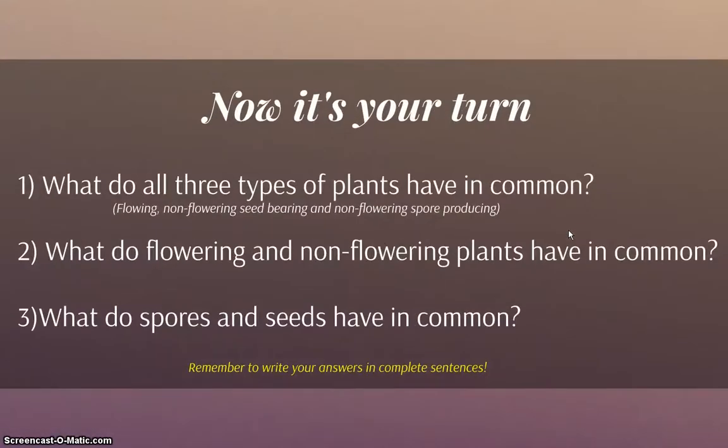So now it's your turn. I want you to answer these three questions in your notebook. Question 1, what do all three types of plants have in common? And by three types of plants, I mean flowering, non-flowering seed-bearing, and non-flowering spore-producing. Question 2, what do flowering and non-flowering plants have in common? Question 3, what do spores and seeds have in common? Remember, write your answers in complete sentences.